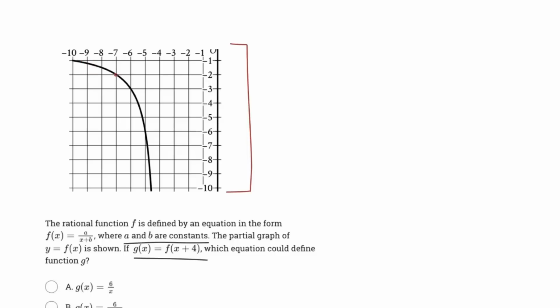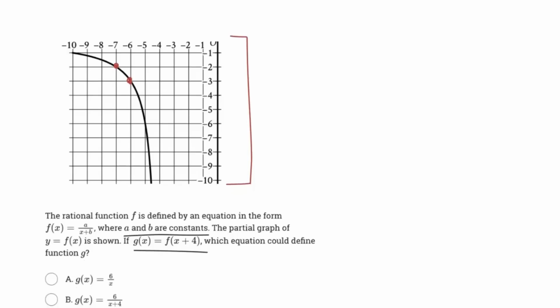You got -7, -2 clearly right here. We've also got right here -6, -3. And let's use another point here. This one's good, -5, -6. All right, so we got our 3 coordinate points.